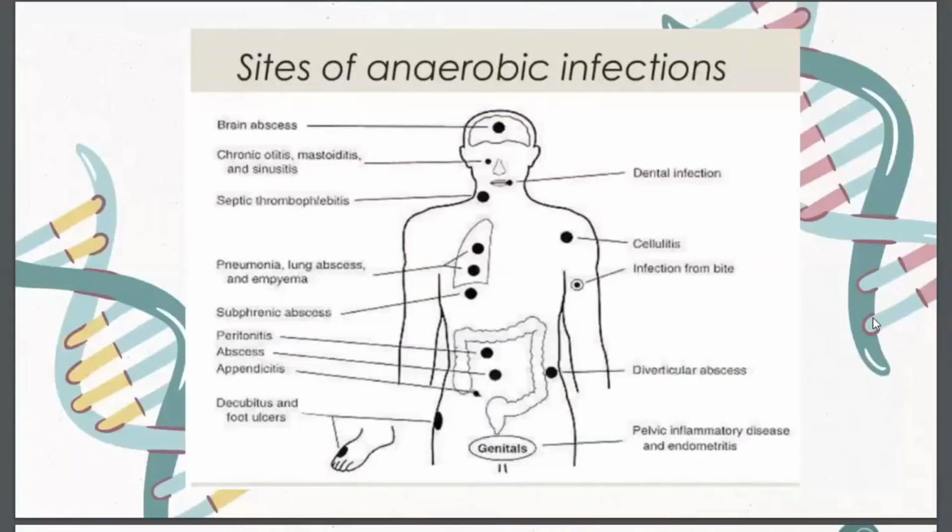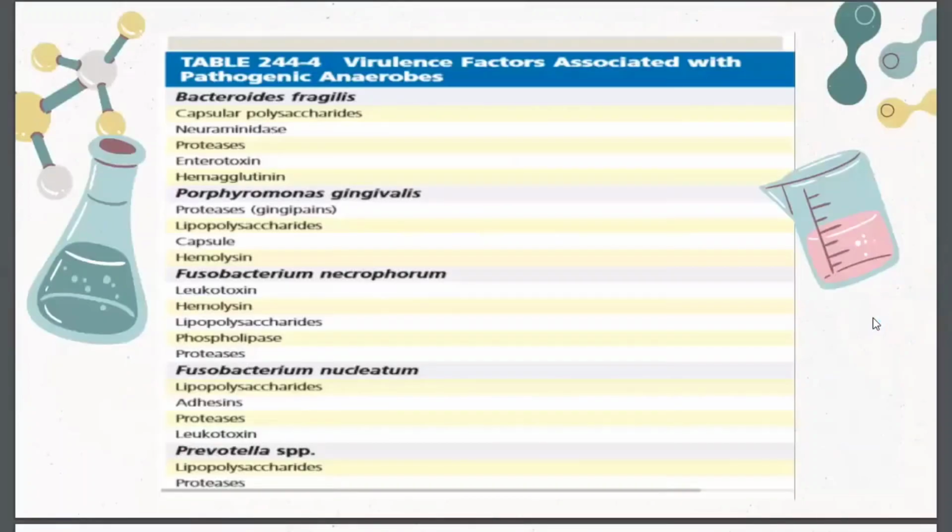So here we can see the sites of anaerobic infection. Makita na ito sa mga lawas kung asa dapit ang anaerobic infection, like dental infection, infection from bite, also foot ulcers, so naa jud siya. So also the brain abscess. Next is the table of virulence factors associated with pathogenic anaerobes.